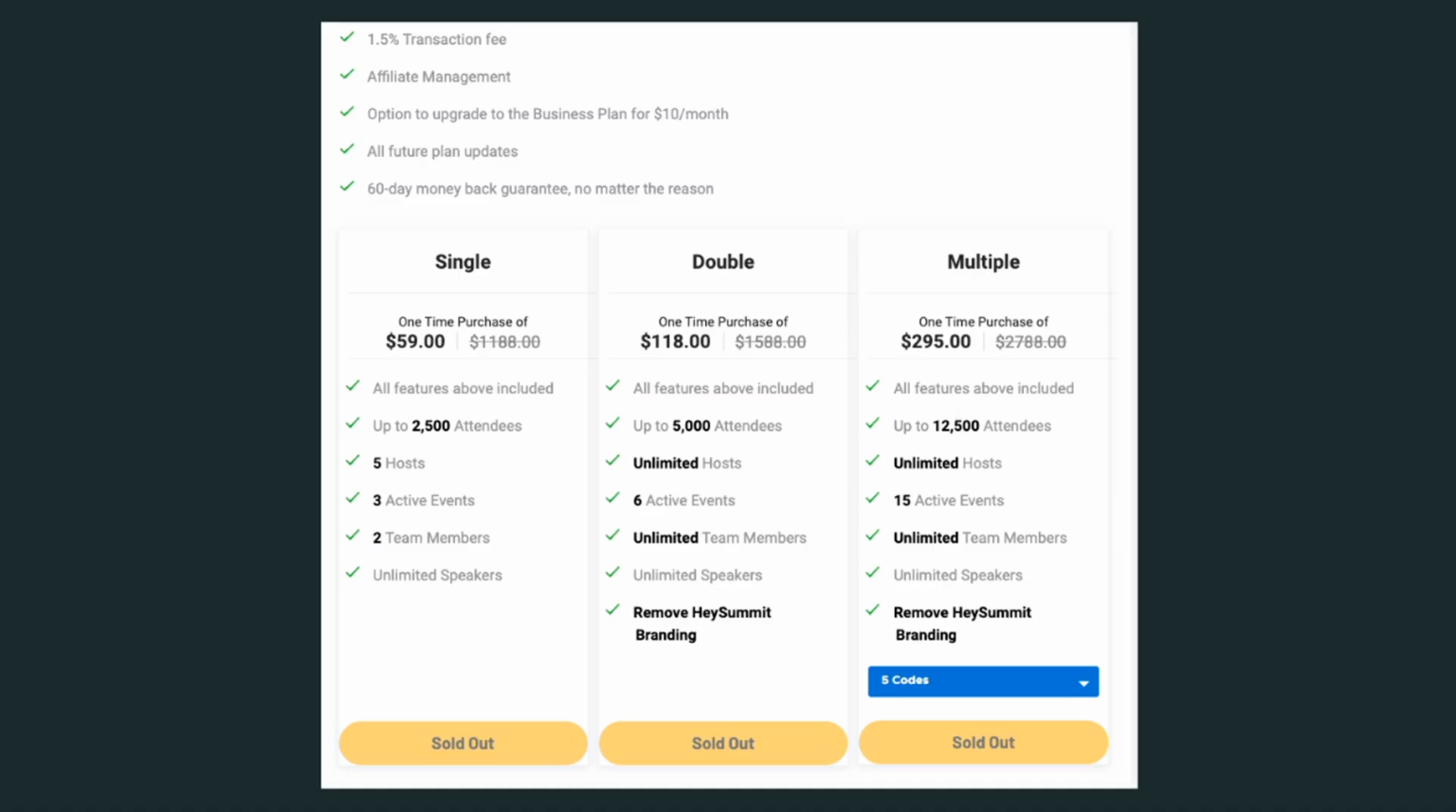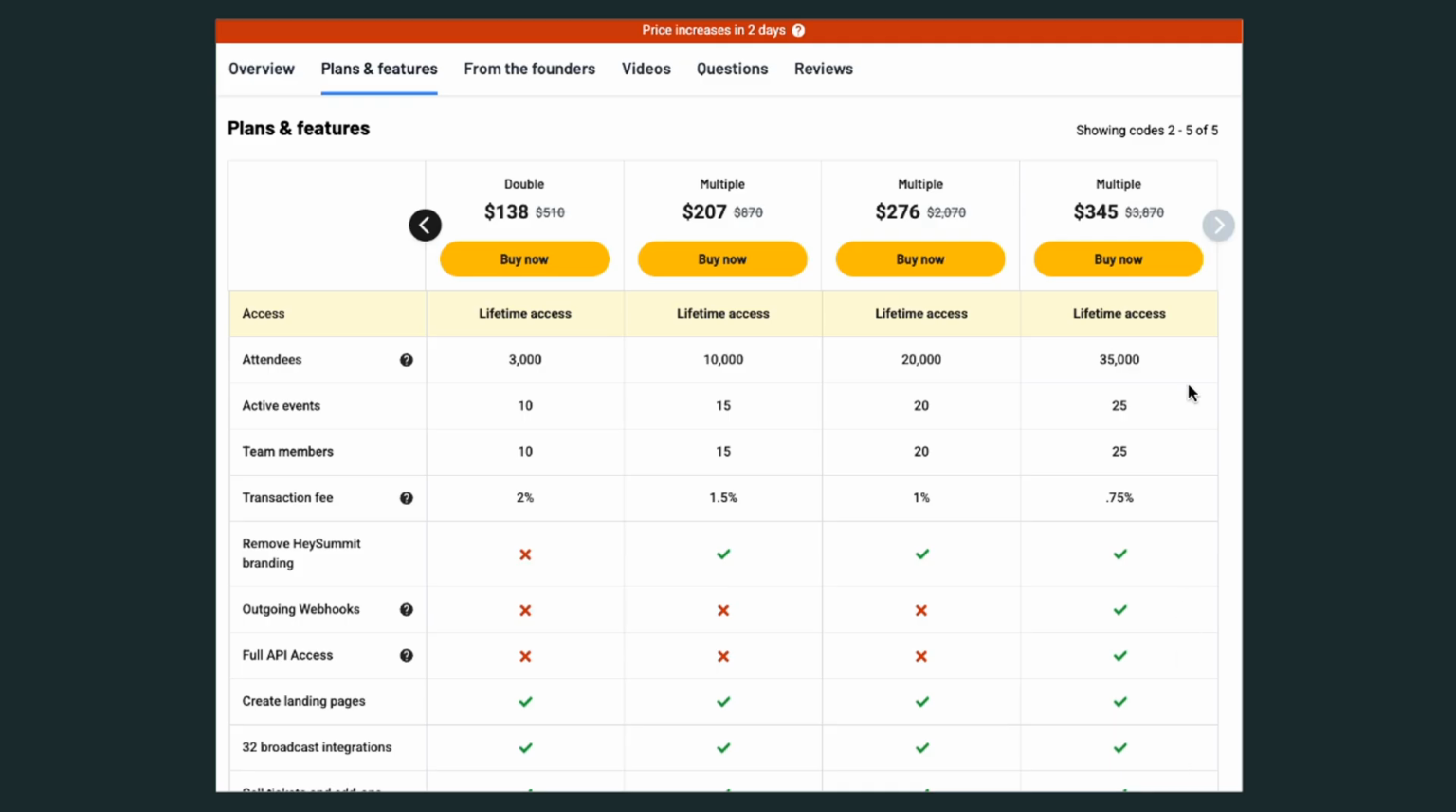Now, fast forward for the highest tier. Now it's $345, right? But you don't get the unlimited team members, right? And you do get more active events, and you get more attendees. But again, who's putting in 35,000 people? I don't know who's actually doing that. And if you are, that's great. But the transactional fee is actually a lot less. So let's go back to that.